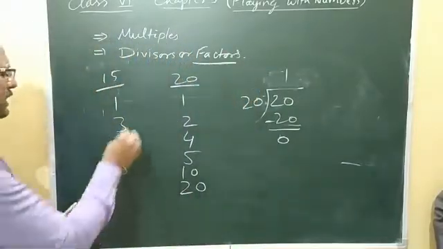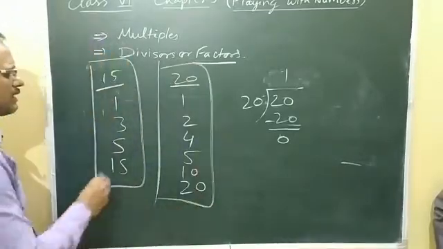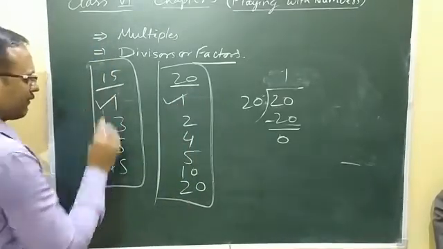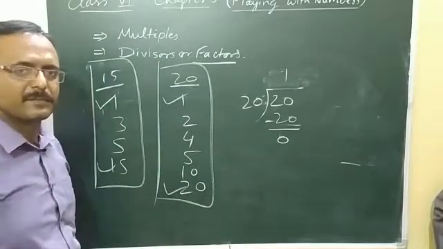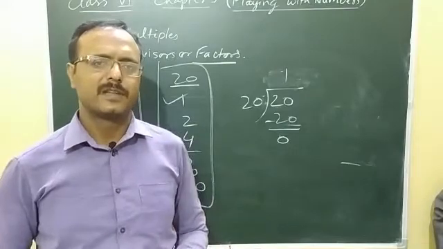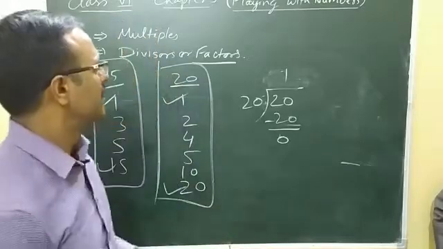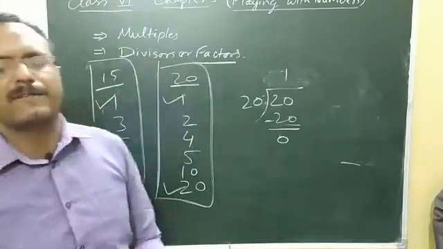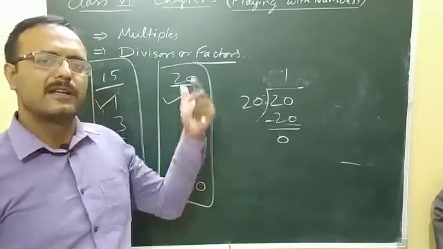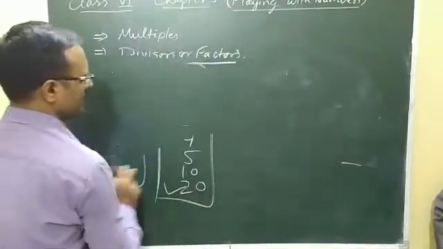So in these two cases, for 15 and 20, you can see that 1 is coming here also, 1 is coming here also, and the number itself, 15, and the number itself, 20, is also coming. So you can say for every number, 1 will be a divisor, and the number itself will also be a divisor of that number. Similarly, as a factor, for every number there will be a factor 1 and a factor which is the number itself. So these are the two main concepts you have to learn about different numbers.